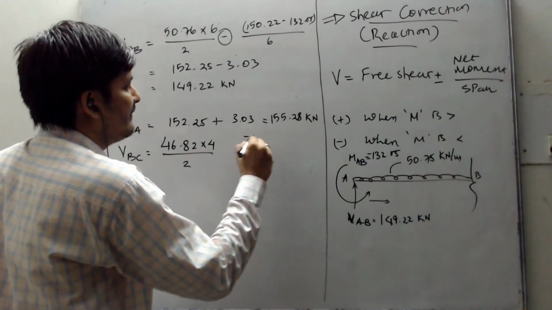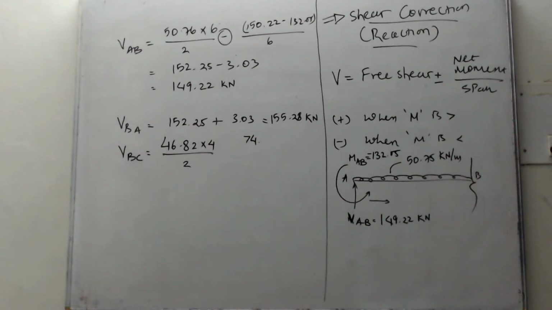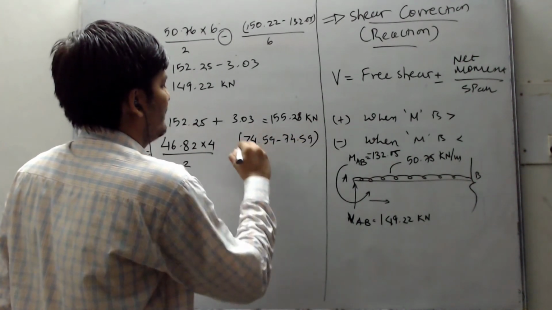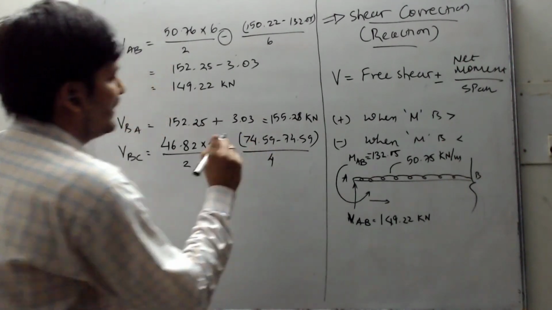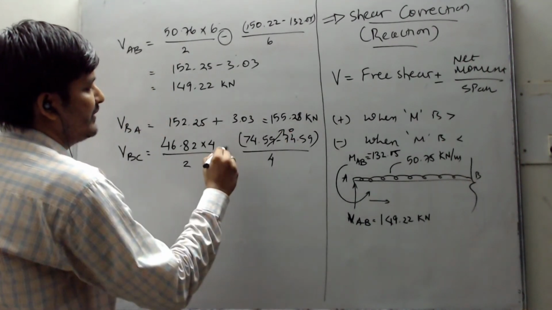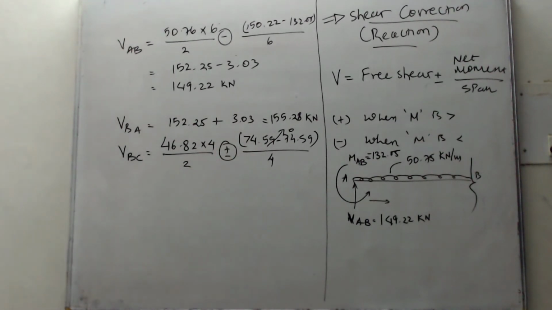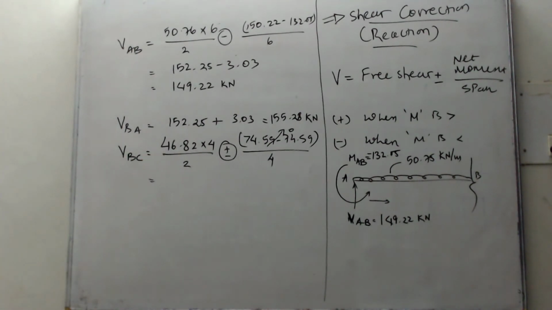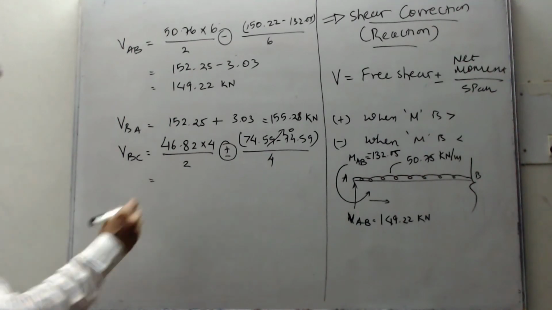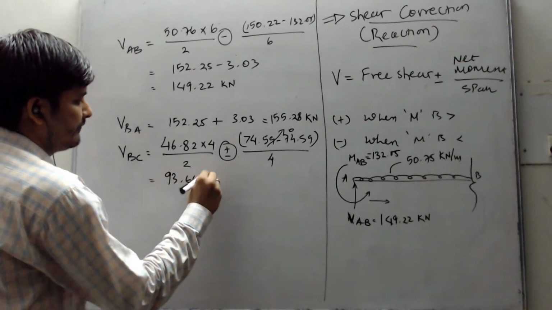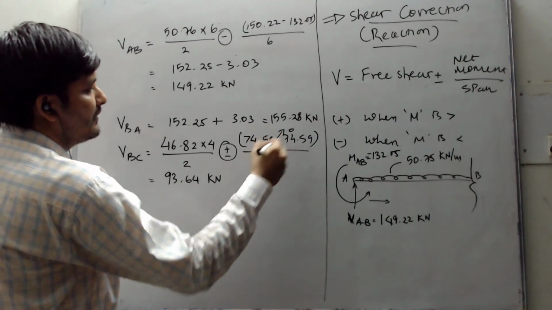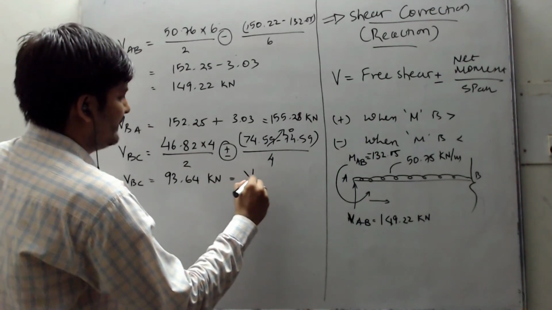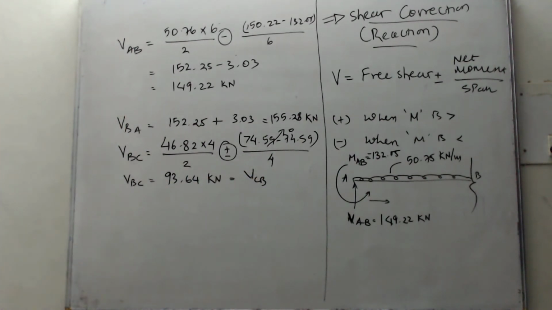The exact value is 74.59 minus 74.59 divided by span 4 meter. So ultimately this value will become 0. So whether you put it plus or minus, it is irrespective of that. Whatever value of this, it will be the final value. So I'm getting my value as 93.64. This will become 0. So 93.64 is VBC, and similarly it will be for VCB also, the same.